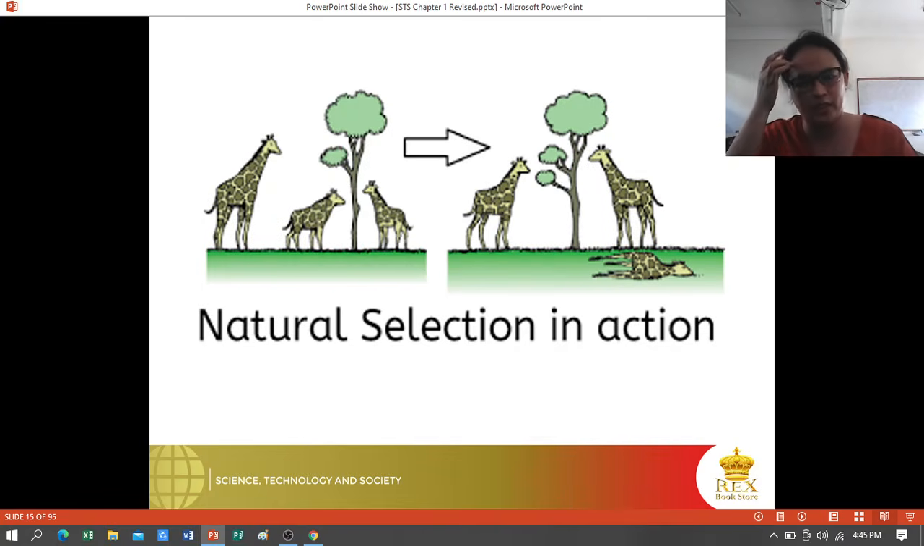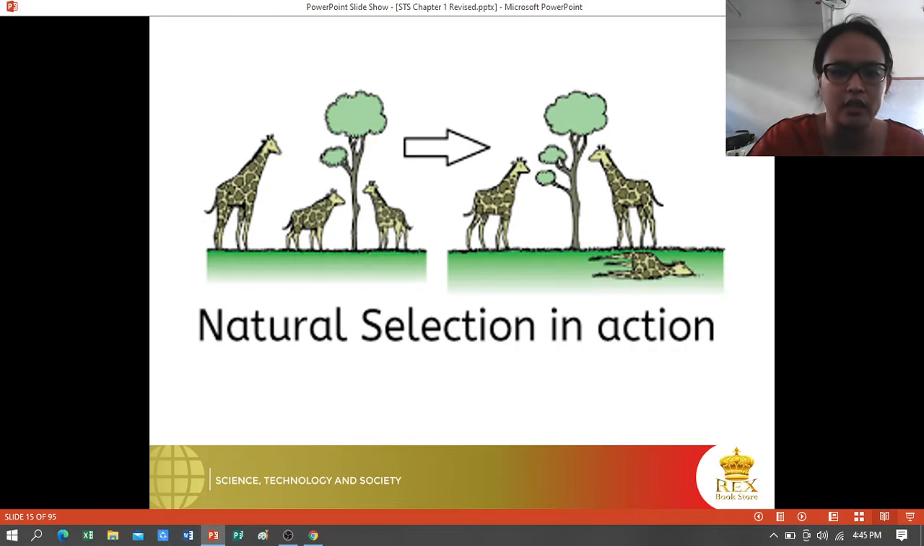Okay, so this is natural selection in action. We are moving away from the finches, which was really my own observation. And this is an animation, a cartoon, which explains natural selection. Okay? So this is what I was saying earlier.